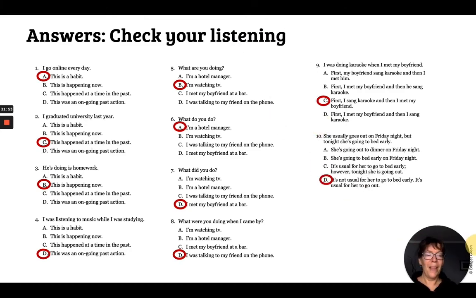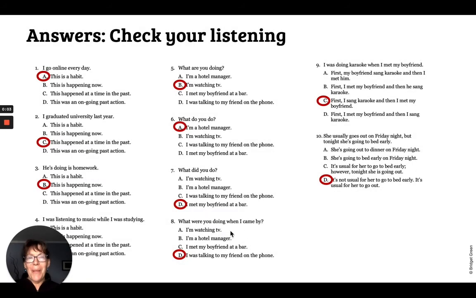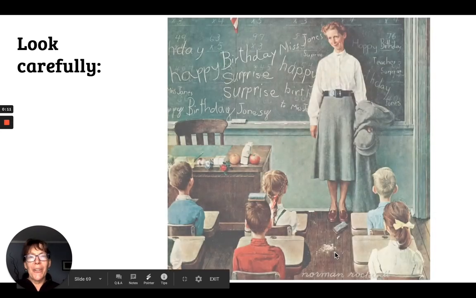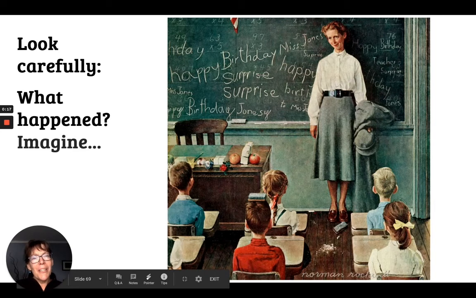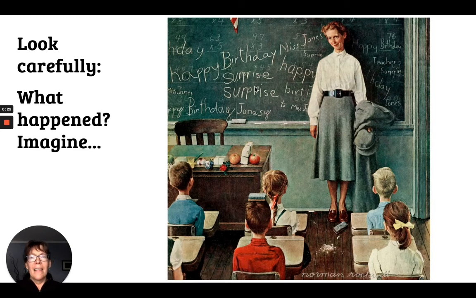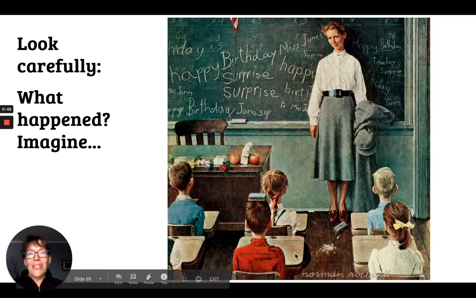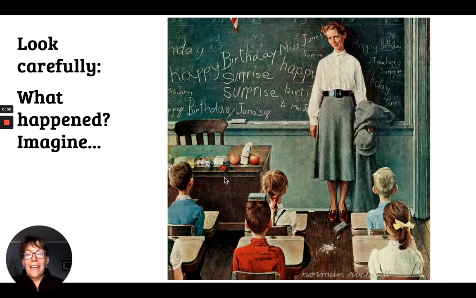Okay, nice job. Now, moving on, let's practice a little bit. Look carefully at this picture. What's happening? Can you imagine? At the front of the class, you can see what looks like an American flag and a blackboard. And on the blackboard, it says, "Happy birthday and surprise, Miss Jones." She is a teacher. Here are all of her children. They're sitting so quietly, and their arms are by their side. On her desk are some presents.